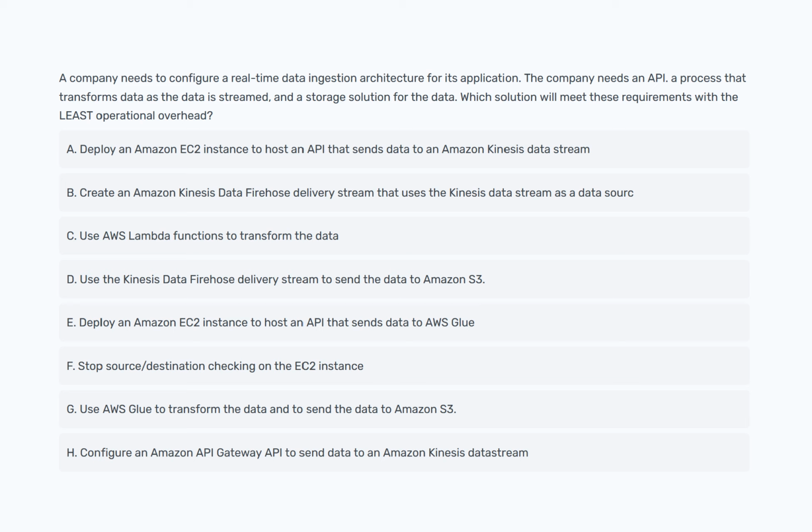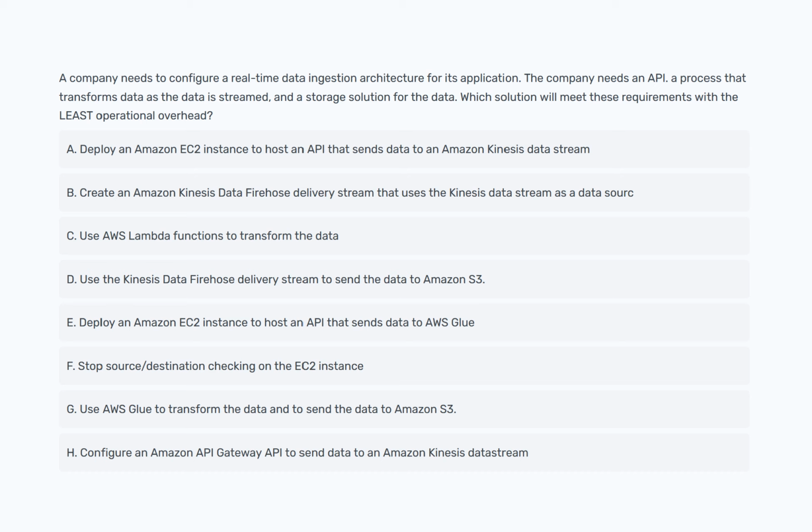We're talking about the first answer, A, but see that, why would you put the EC2 instance to host an API? That's a bit of an overhead, I believe, right? So not sure about that answer. So create an Amazon Kinesis Data Firehose delivery stream, use Kinesis data stream as data source, right? That possibly can be something we can think of.